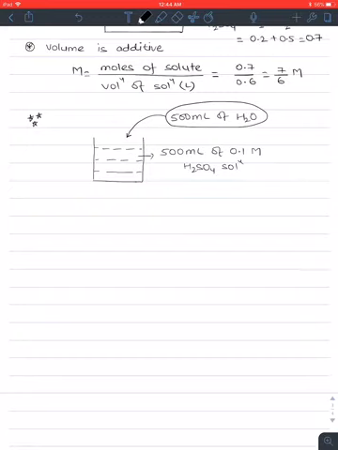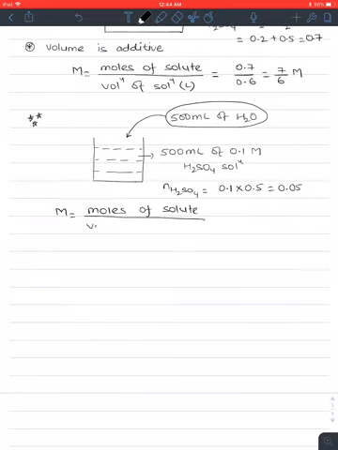So initially what we can say, that moles of H2SO4 when water is not added, that will be equal to 0.1, that is molarity, into volume, that is 0.5, so it is 0.05. Why we are calculating the number of moles? Because what we know, that molarity is equal to moles of solute upon volume of solution in liters.